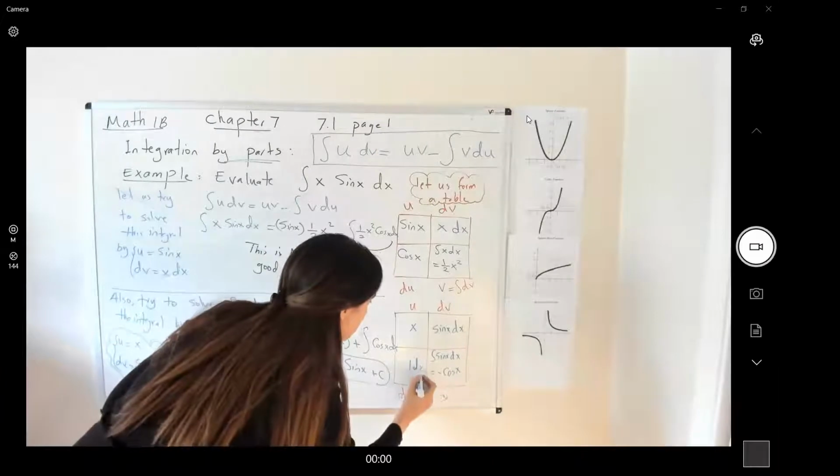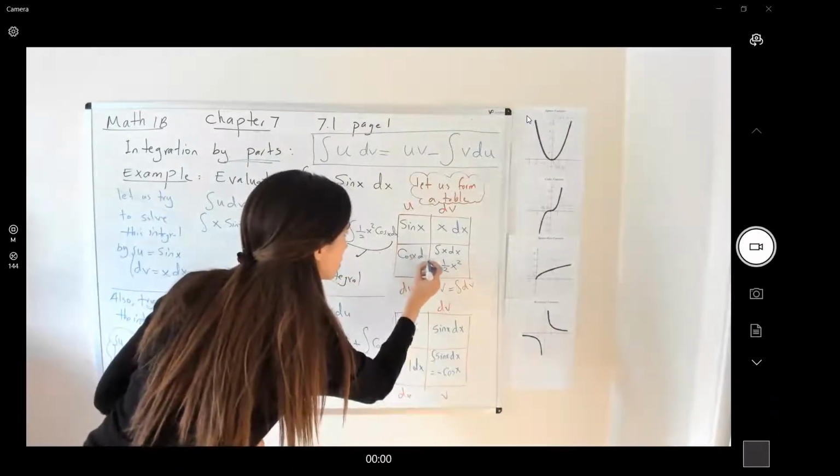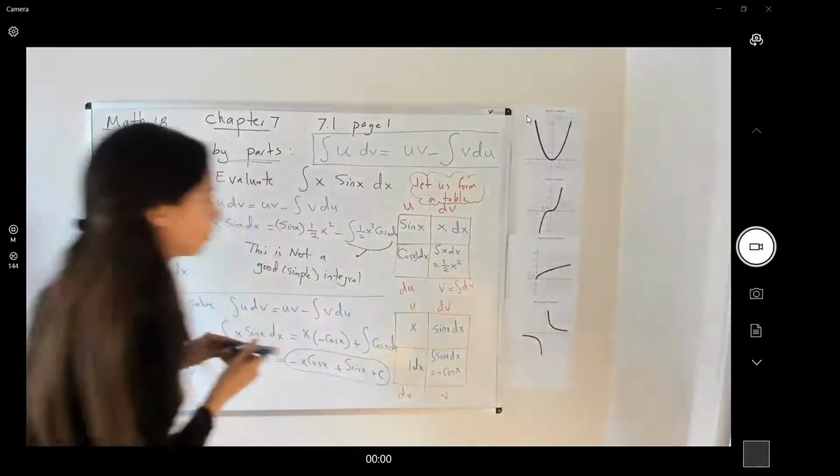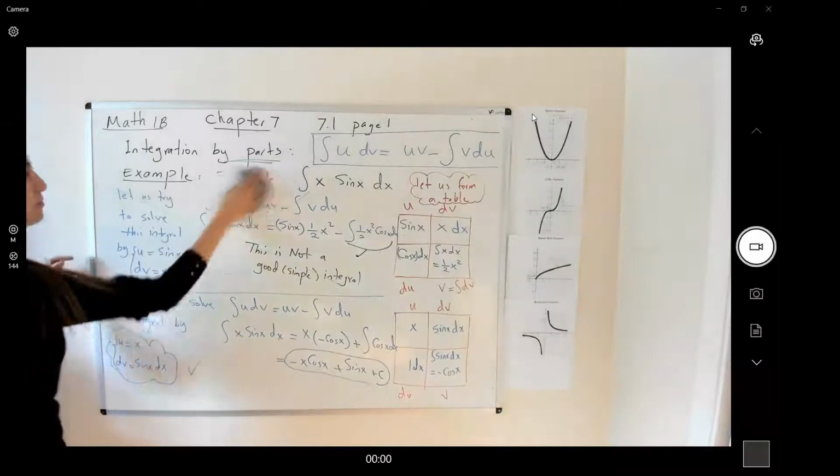One times dx. So to be more precise, we can write dx next to this. Okay, another example.